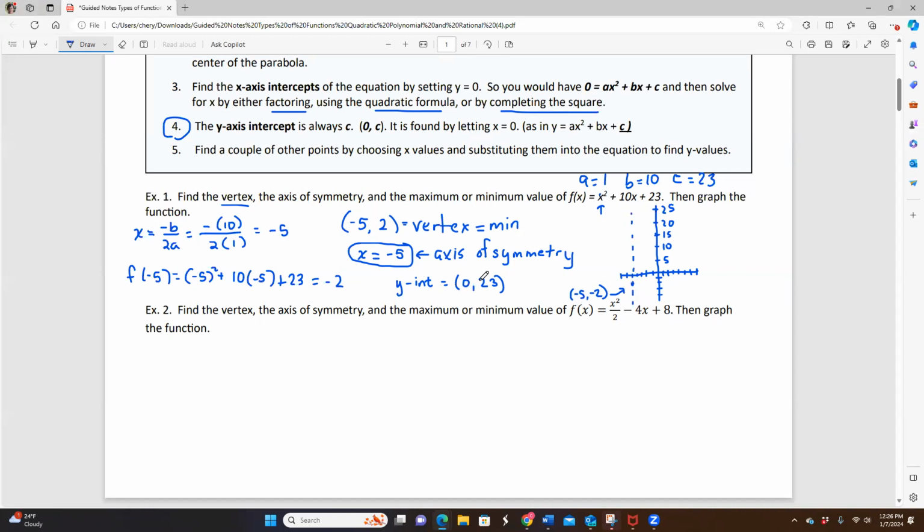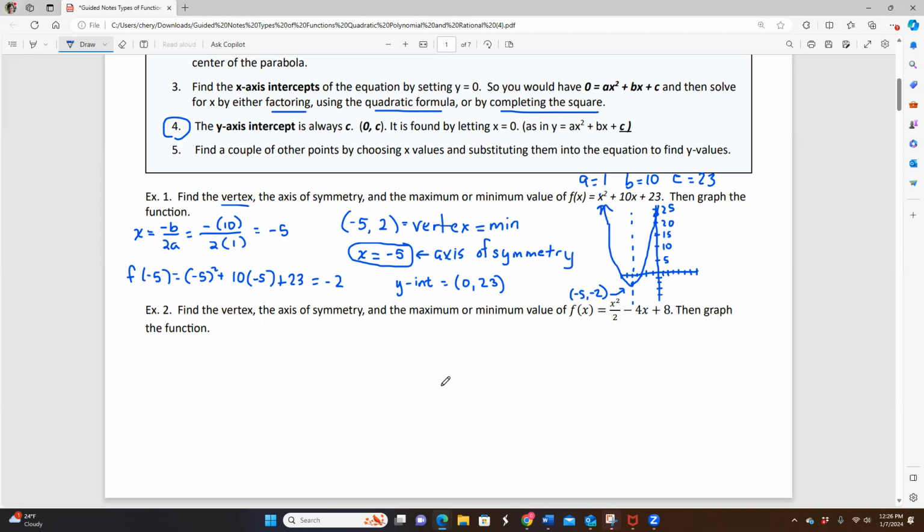We know that our y-axis intercept is 0, 23, because it's that constant c. So if this is 20, 23 is about up here. Now, I did not calculate the x-intercepts for this one, but we can go ahead and try to graph it as it is. And it's going to look something like that.